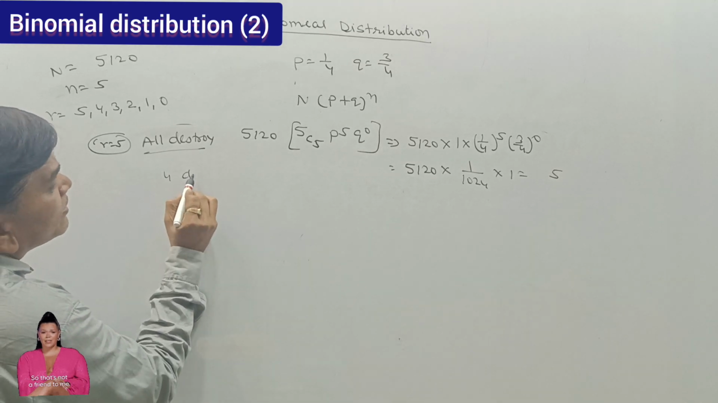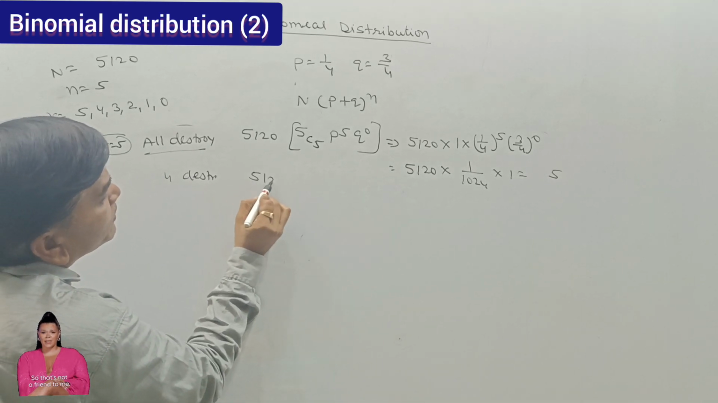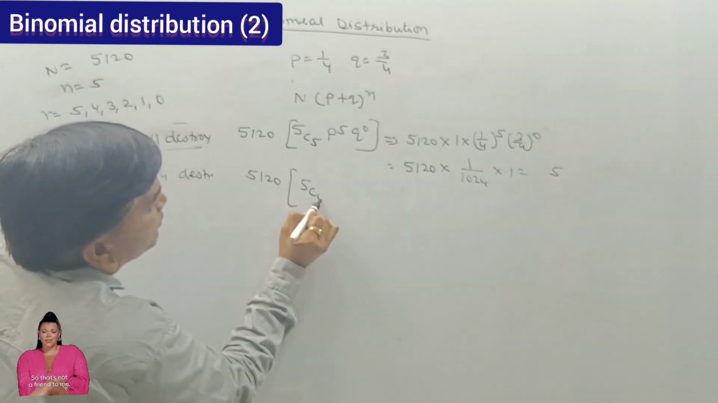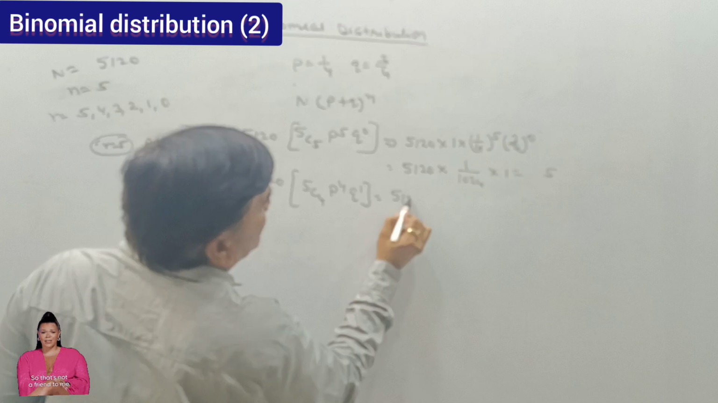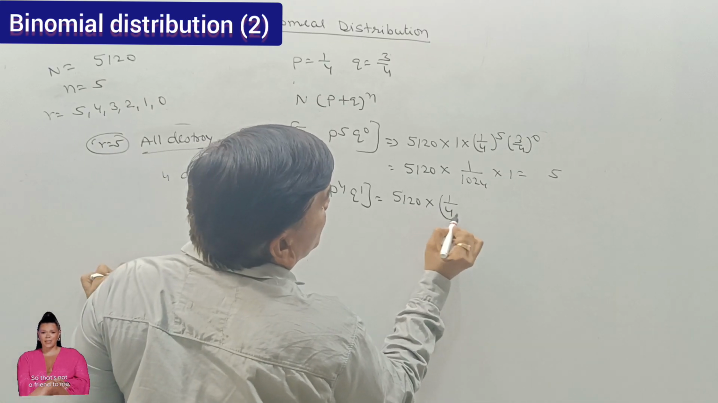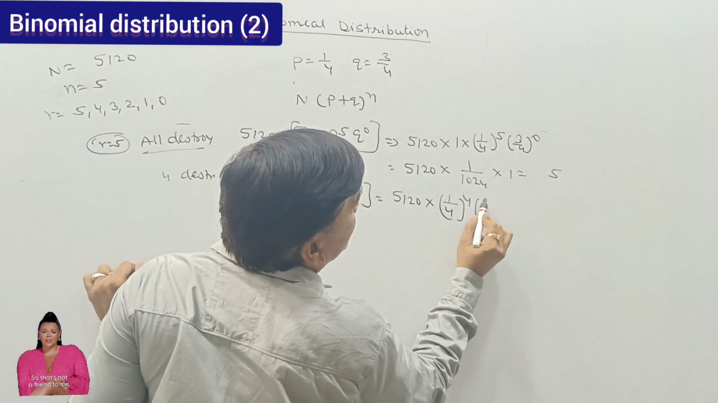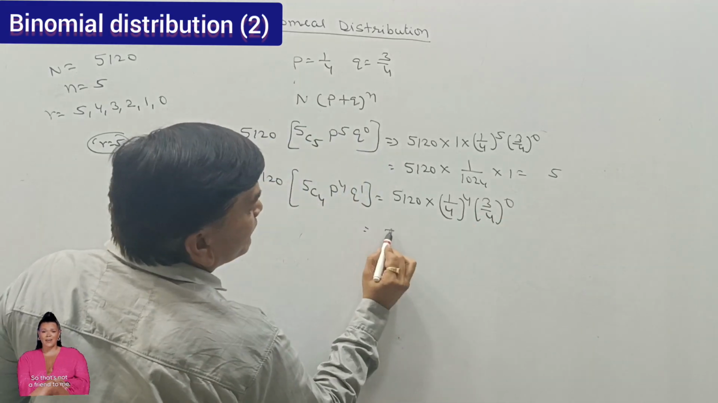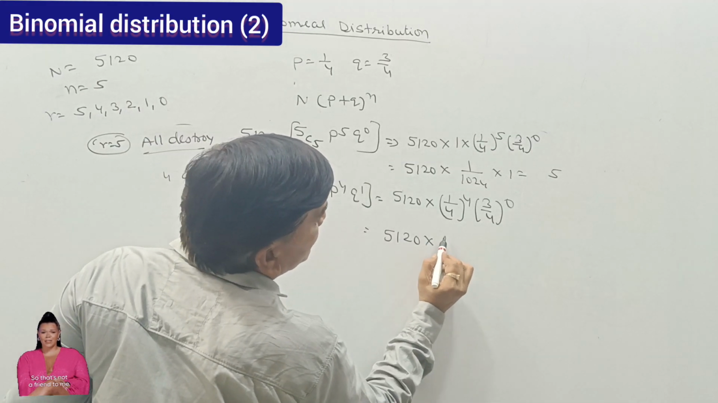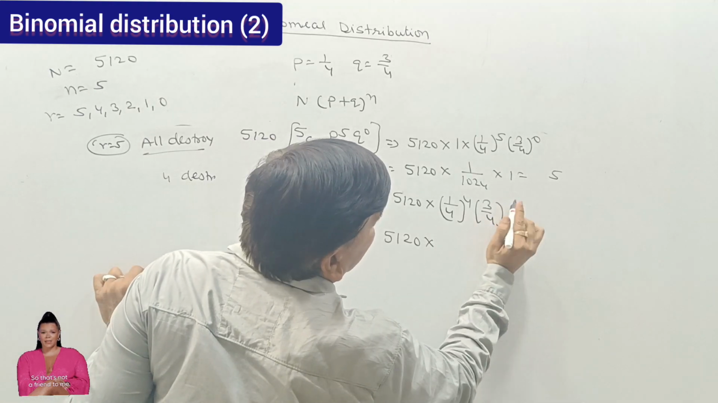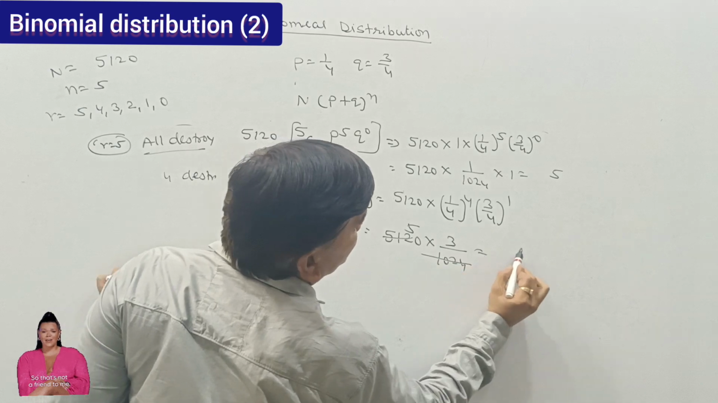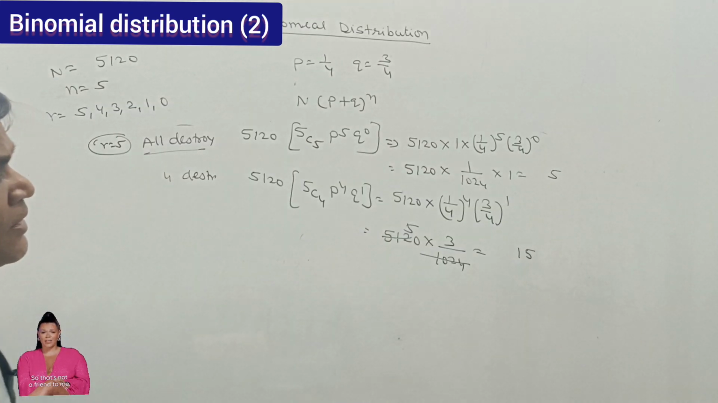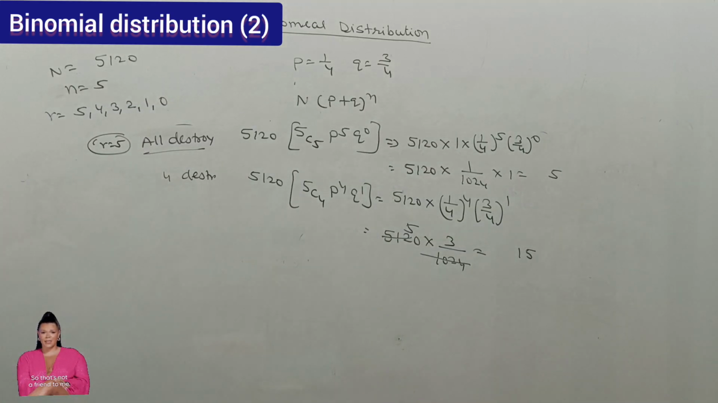4 destroyed. So 5120 multiplied by 5C4, P raised to power 4, Q raised to power 1. So 5120 multiplied by 1 by 4 raised to power 4 and 3 by 4 raised to power 1. So that will be 5120 multiplied by 3 upon 1024, so 5 times 3. So 15 flower beds in which 4 will get destroyed.